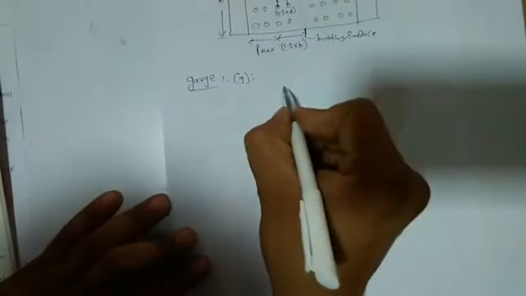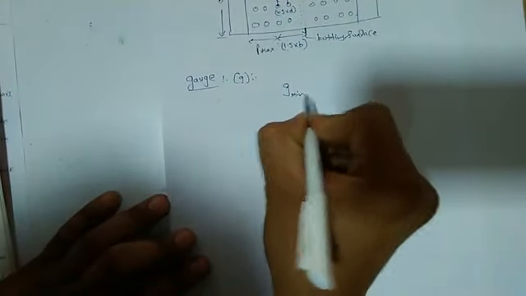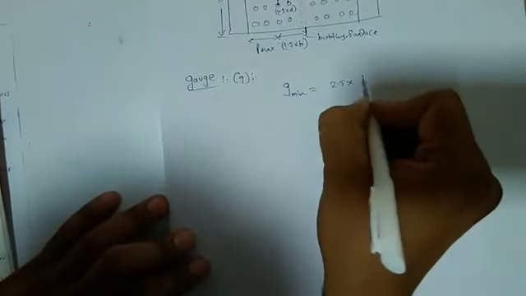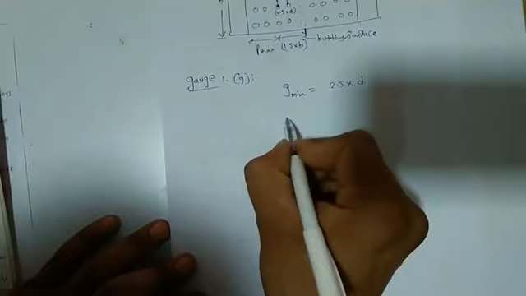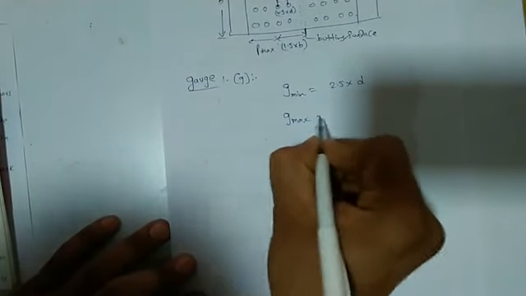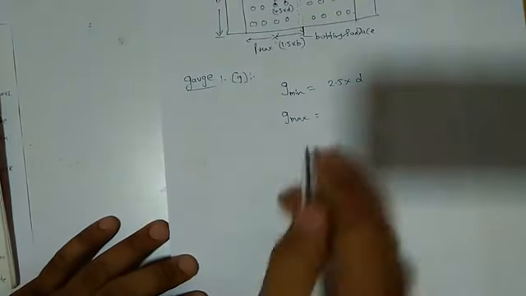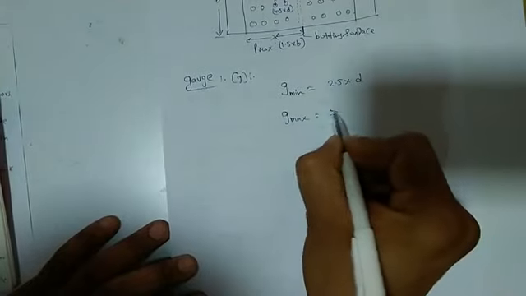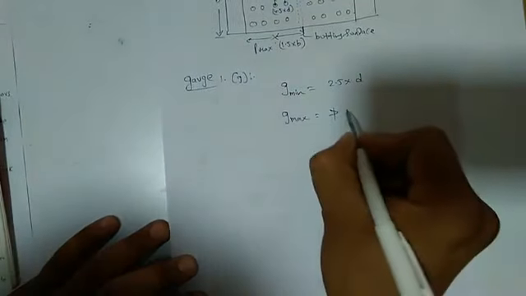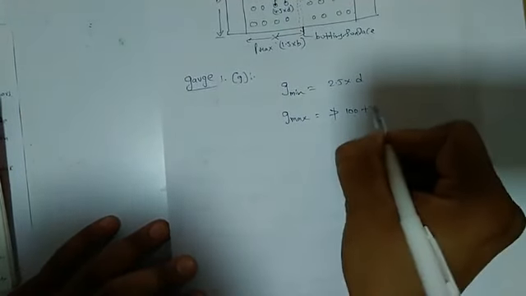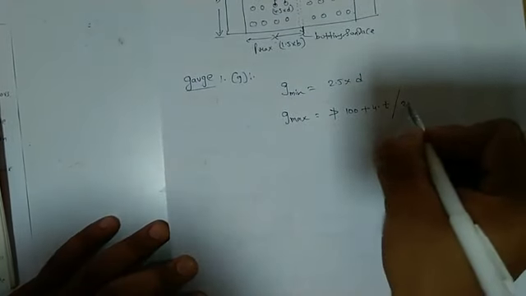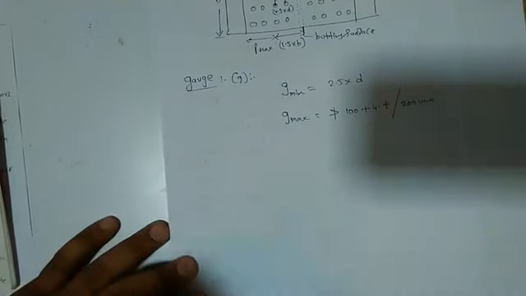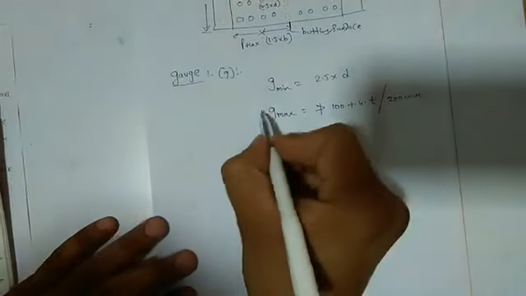While you are writing the minimum gauge, you can also follow 2.5 times D, no issue. But coming to the maximum gauge, there is a difference. The maximum gauge should not be more than 100 plus 4 times T or 200 mm, whichever is less. So this is the important note.